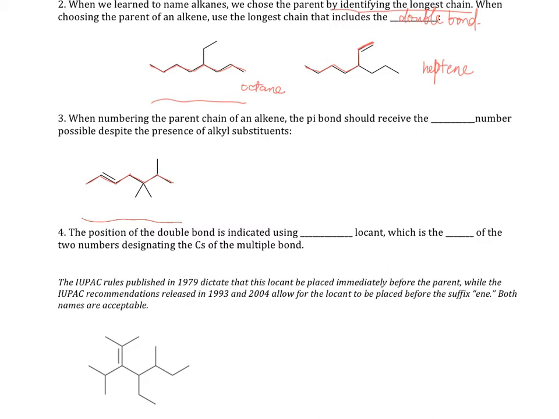However, for naming alkenes, we have a rule that overrides that. We want the multiple bond or pi bond here to receive the lowest number possible, despite the presence of alkyl substituents. So in this case, we will number it from the left side.